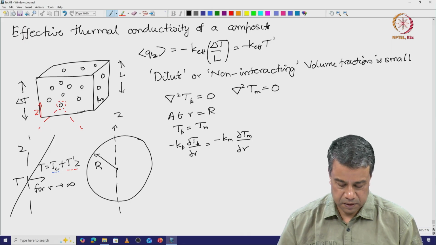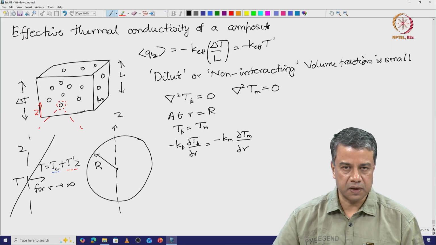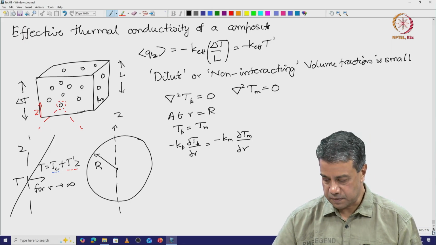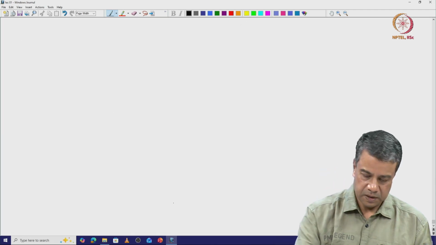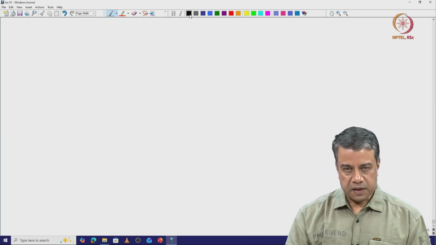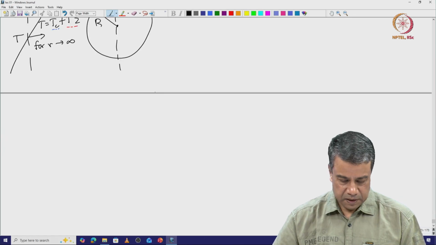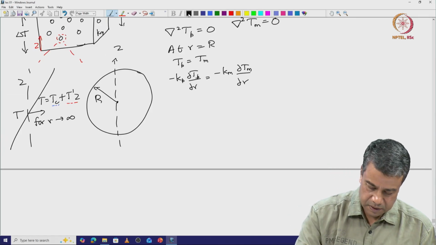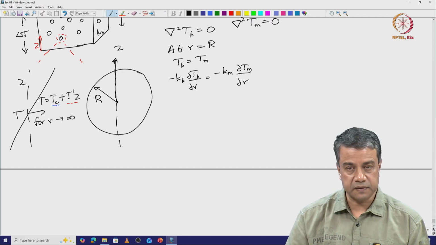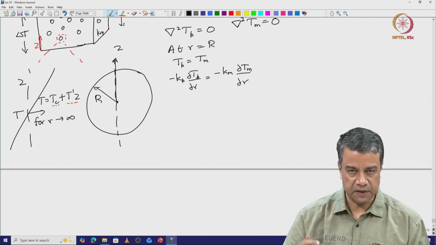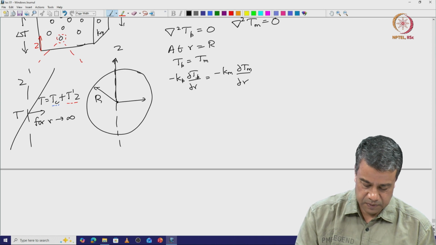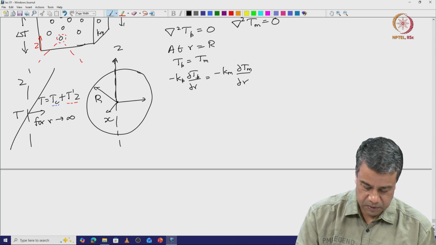So, those are the equations and boundary conditions that have to be solved for this problem. Spherical coordinate system. In this particular case, this is the z coordinate along the direction of the temperature variation or the heat flux, the average heat flux.